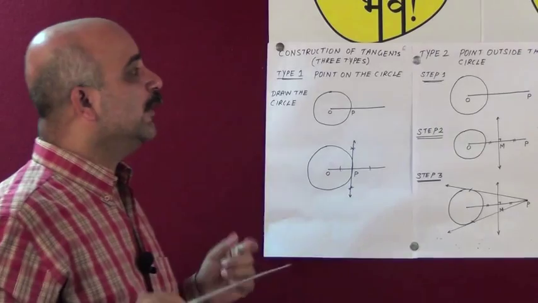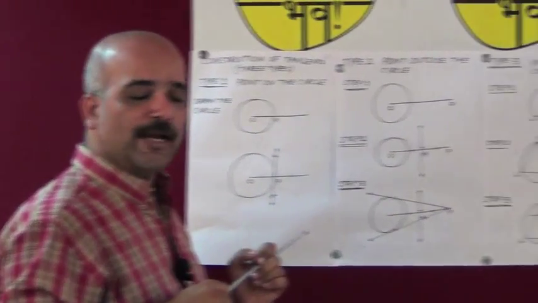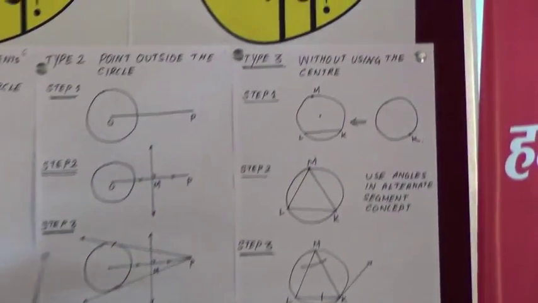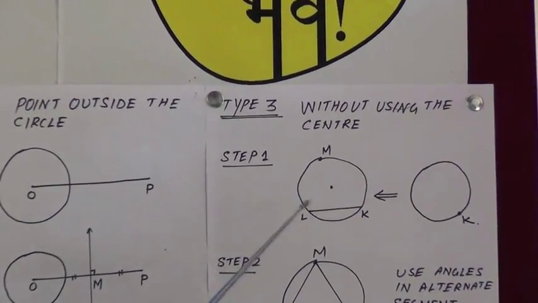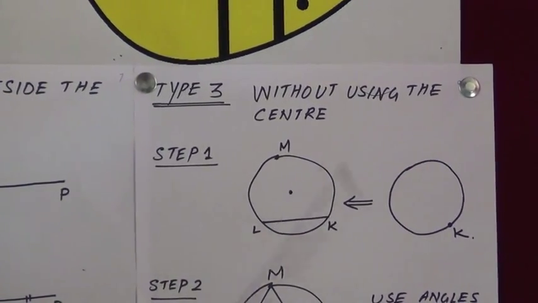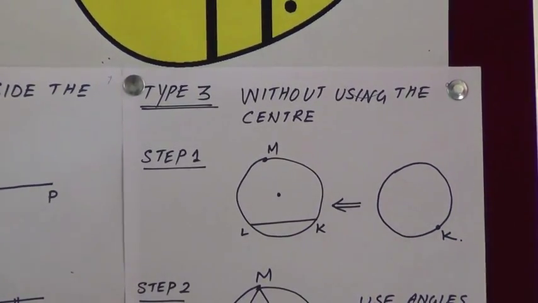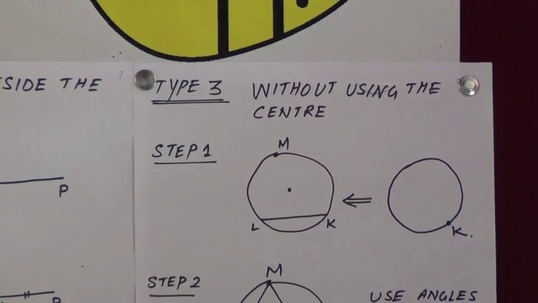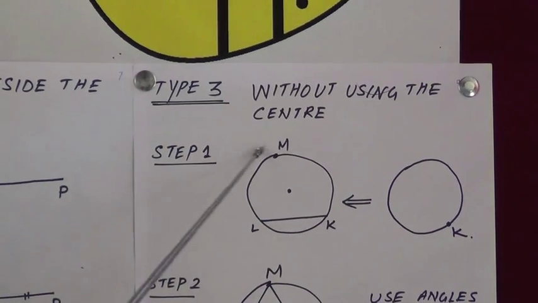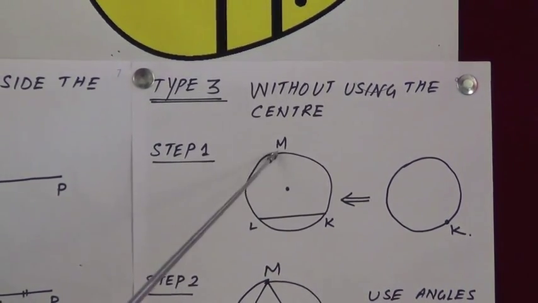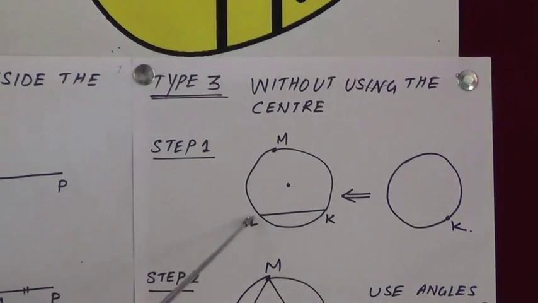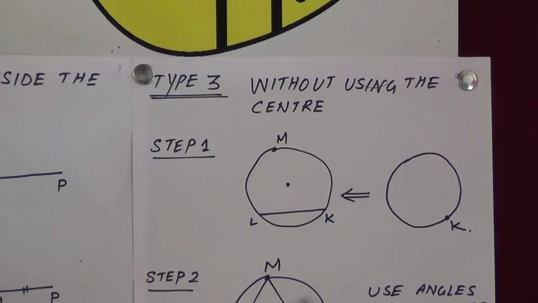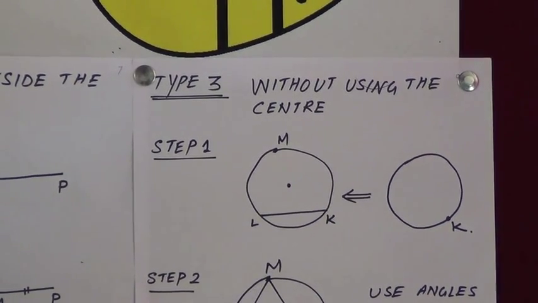The third type for drawing tangents is without using the center. Let's say there is a point K on the circle, and I want a tangent at point K. What we do is take two points other than K on the circle, point M and point L. I join LK, MK and LM to get a triangle.